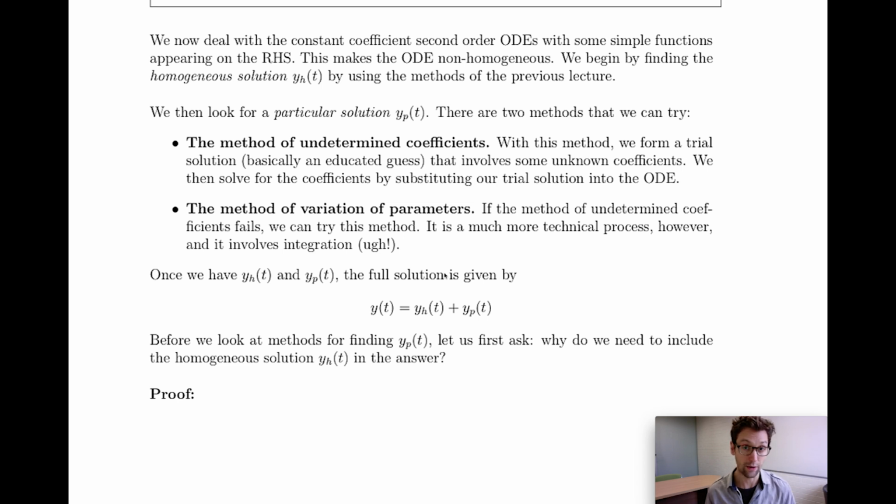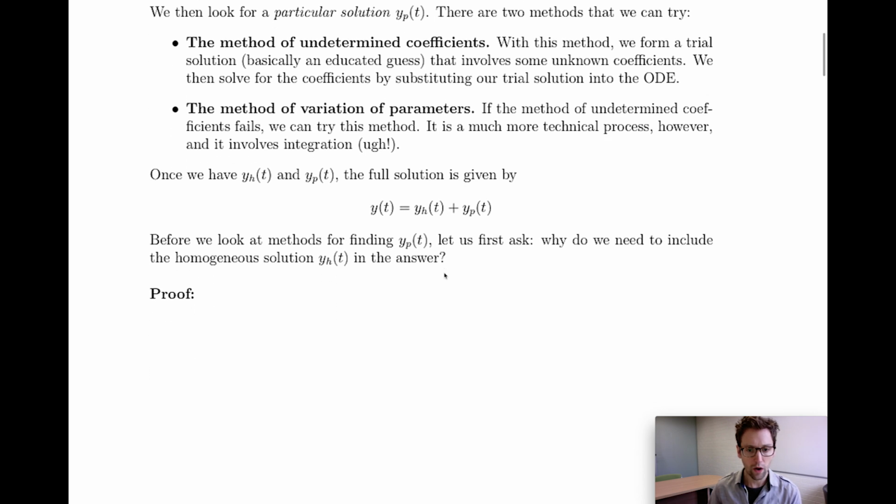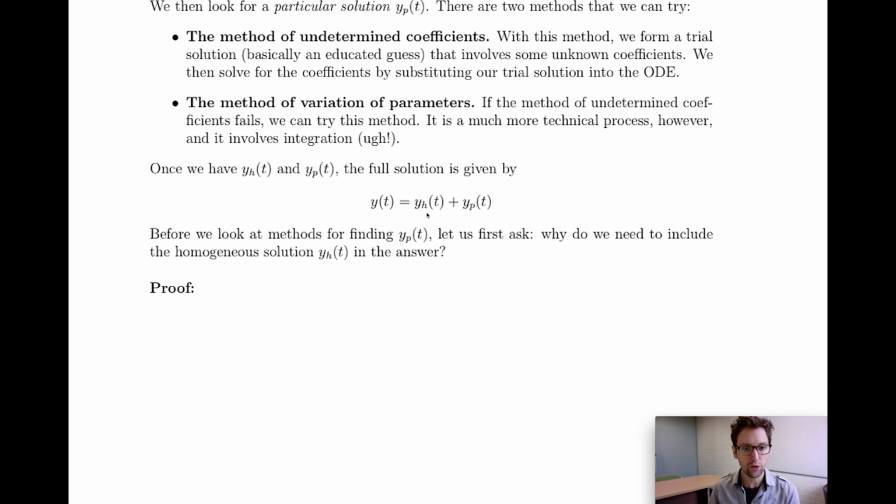If that fails, however, and sometimes it will fail, then we're going to try the other method, the method of variation of parameters, which is a bit more of a technical process, but it can work in situations where the method of undetermined coefficients doesn't work. So we'll describe both of those methods in this lecture, but the first thing that we're going to do is to talk about how and why we have to include the solution to the homogeneous problem in our solution to the non-homogeneous equation. So we're going to prove that.